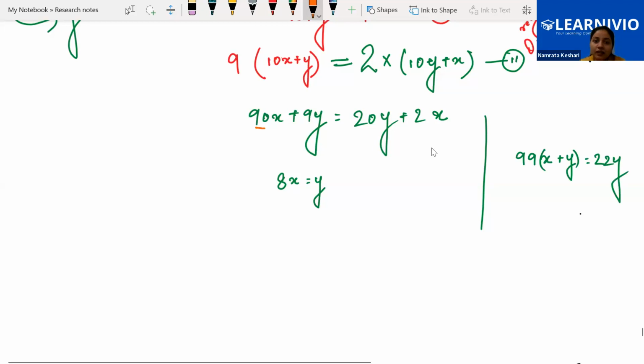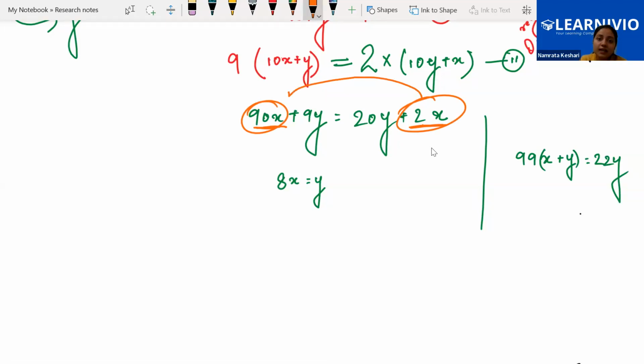See, ma'am, we can only add like terms. 90x can only be added or subtracted with x only. We cannot add 90x plus 9y. 9y we cannot add with that. Okay, we have to just keep it on one side. 90x and 2x. So either we can transpose this 90x to the other side, or we can take this 2x to this side. If I am taking 2x to this side, it becomes 90x minus 2x. x and x can be added and subtracted because they are like terms. We cannot add or subtract x and y. Right, Harshit?